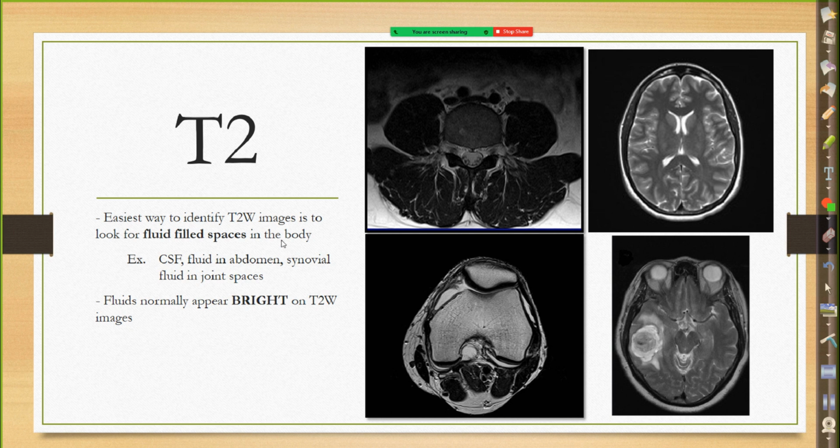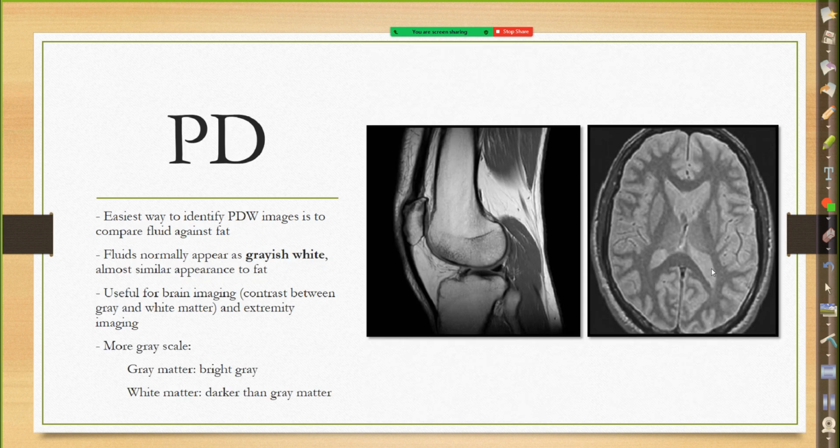You could also look at fluid within the abdomen. We don't have an abdomen image here, but think about the bladder. Synovial fluid within the joints. So you've got synovial fluid in the knee joint. That's bright. And then your CSF in your ventricles. And then the globe of your eyes, vitreous fluid. That's bright as well. So that's how you identify a T2.